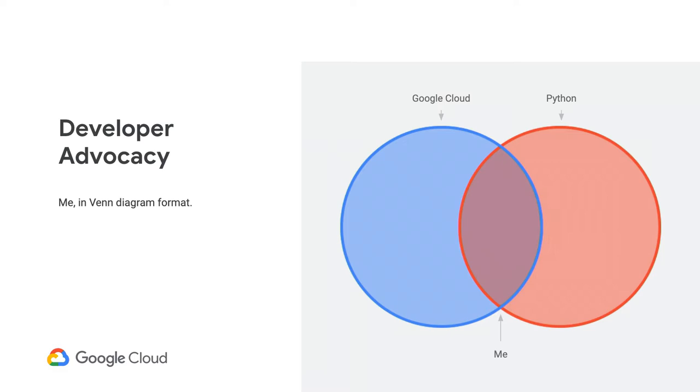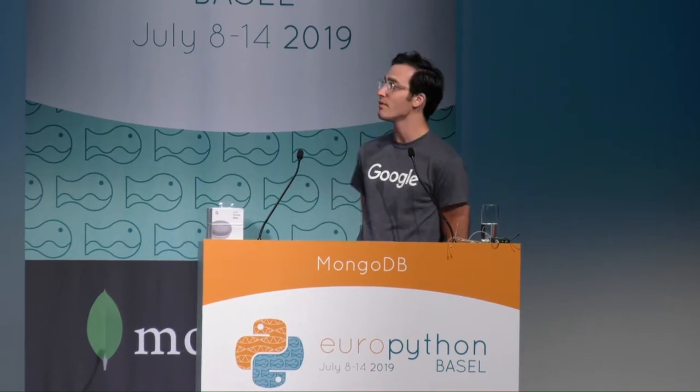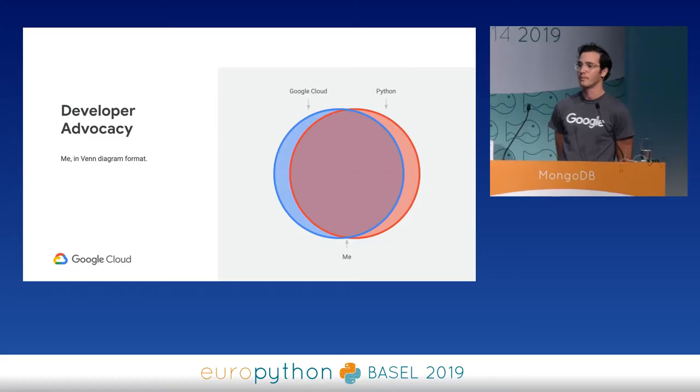So I lead all of our Python advocacy across all of Google Cloud and all of our products and everyone that touches Python, which is kind of all of our products. So really, for me, this Venn diagram between Google Cloud and Python actually kind of looks like this. There's a lot of overlap.